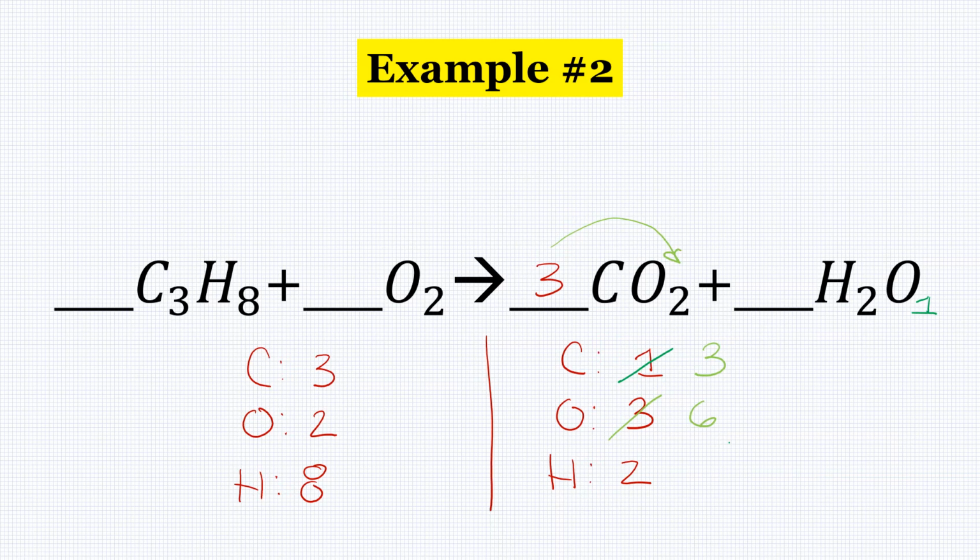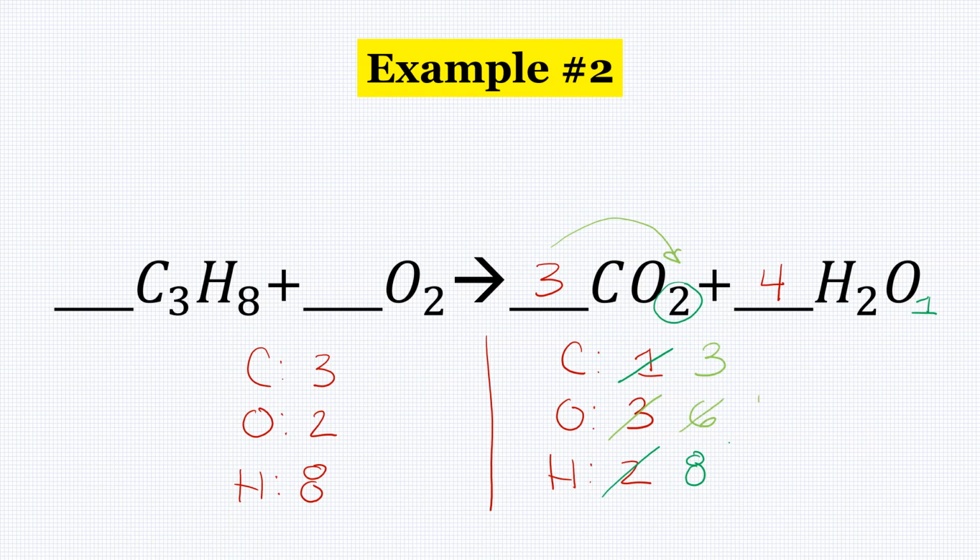Okay, and then I need to balance my hydrogens because I have 8 on the left. So I'm going to put a 4 here. So now this becomes 8. But when I did that, I also added 4 to the oxygen. So now I have a total of, let's see, 6 from the 3 times 2. And then I have 4 times 1. So this is going to be a total of 10 oxygens.